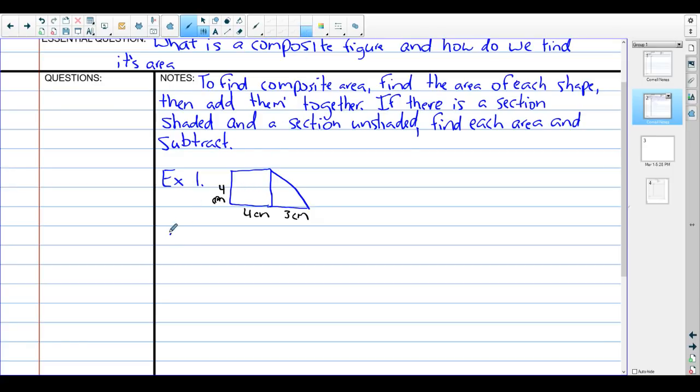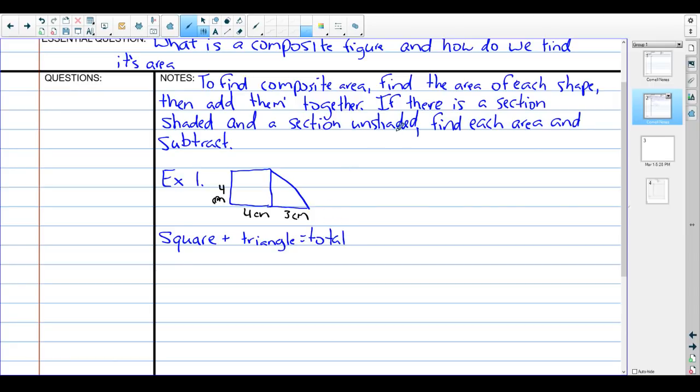What shapes do we have? We have a square. And we have a triangle. And there's nothing fancy here. We're just putting these together. So it's the square plus triangle gives us our total area.